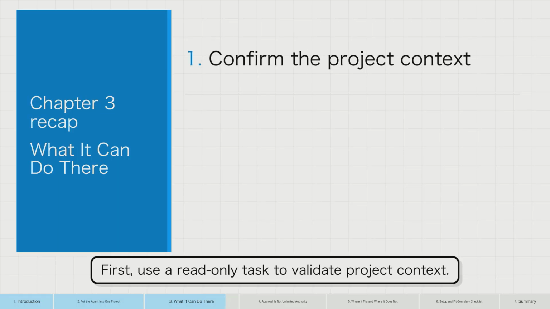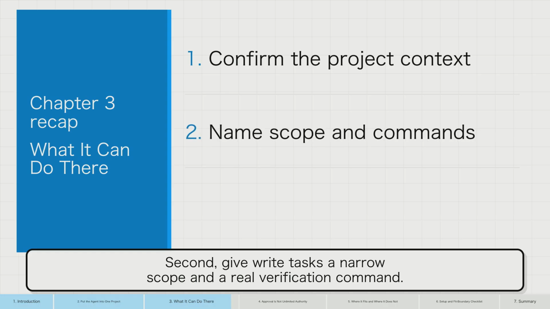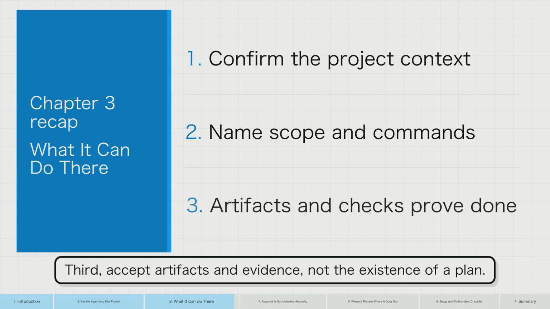Chapter Recap. First, use a read-only task to validate project context. Second, give write tasks a narrow scope and a real verification command. Third, accept artifacts and evidence, not the existence of a plan.